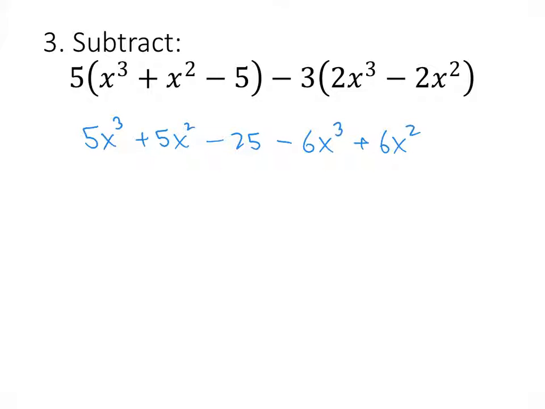And now again, we're going to collect like terms. So we have 5x cubed minus 6x cubed, that's going to be negative x cubed, or negative 1x cubed, same thing. 5x squared plus 6x squared is plus 11x squared. And then 25 is all by itself, minus 25.